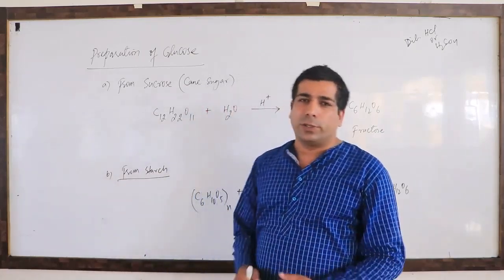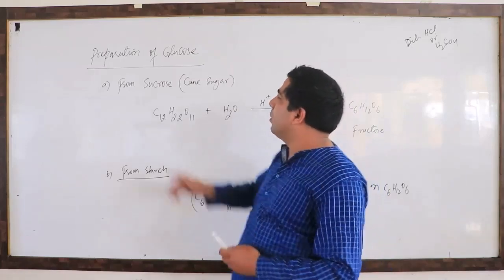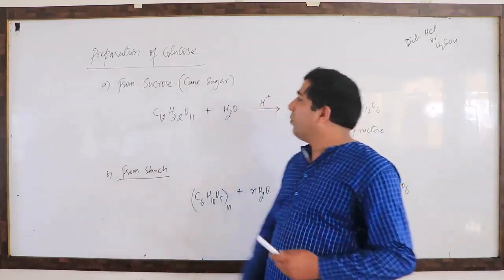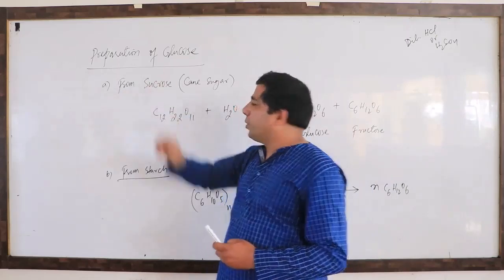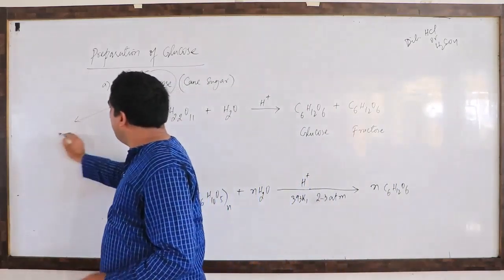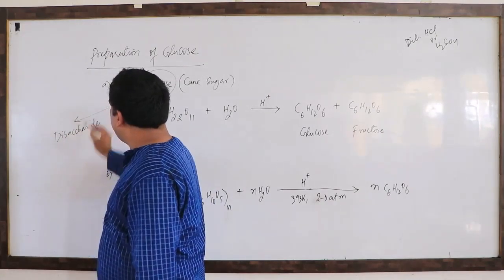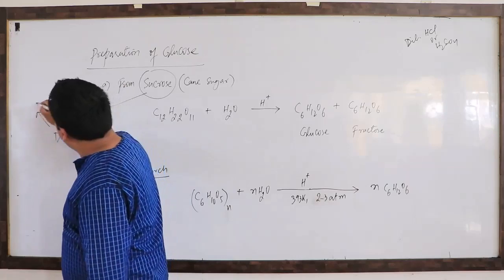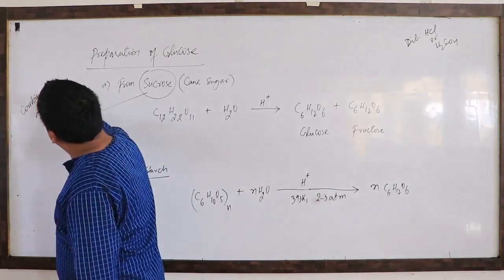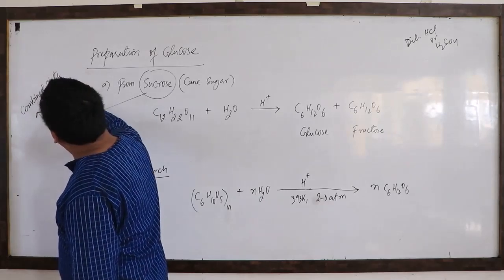So let's move on to the preparation. How can we prepare the glucose molecule? First of all, we can prepare it from sucrose. What is this all about? This guy is our disaccharide. And everybody knows this is the combined state of glucose, not free state.